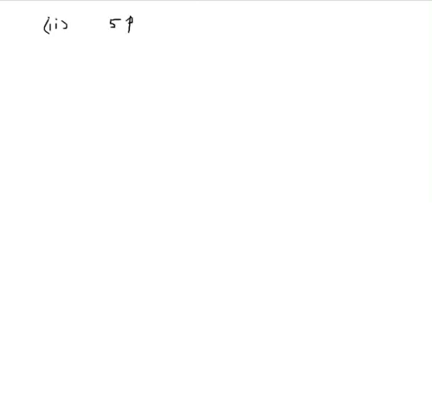Second subdivision. 5Pr is equal to 6P(r minus 1). NPR formula is n factorial divided by n minus r factorial.